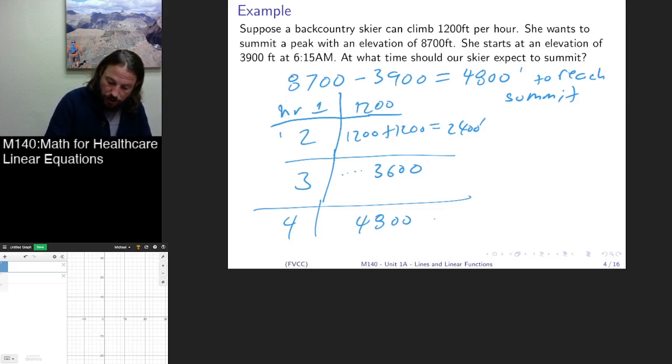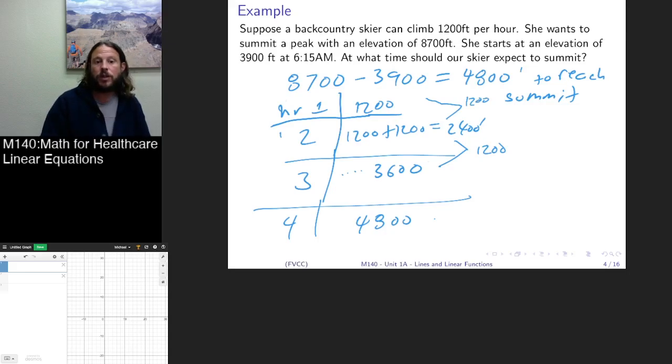Now, notice in this chart that 3,600 minus 2,400 is 1,200. 2,400 minus 1,200 is 1,200. That's really what it means to have a linear relationship: the change is constant each time. It's 1,200 feet every hour.